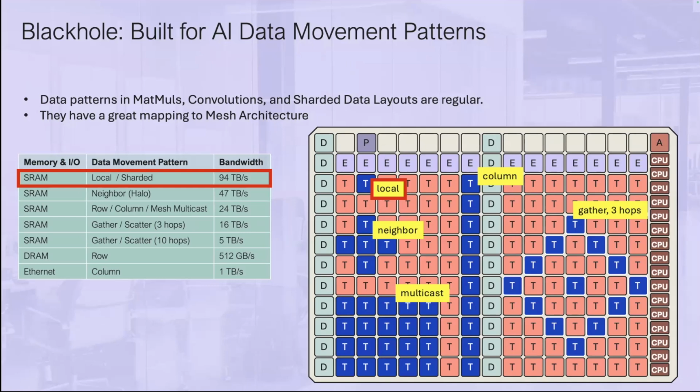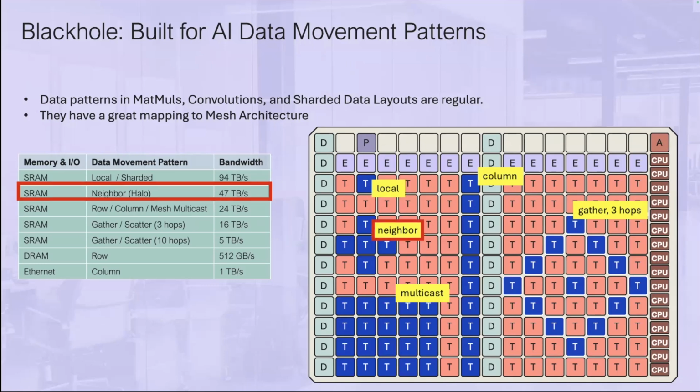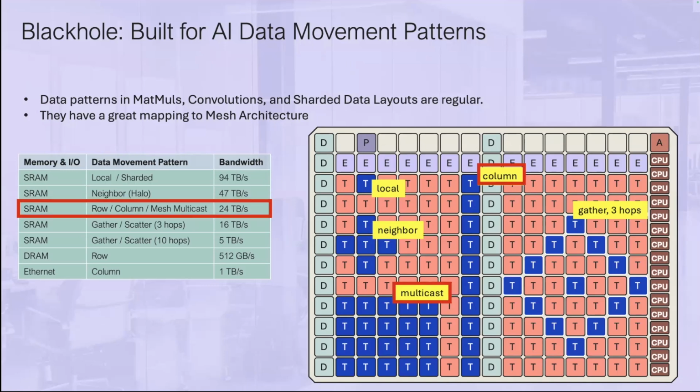Because then you're reducing traffic over the NoC here. But let's say you can't do that. You have a conv and there's this overlapping halo region, right? You might see some of your bandwidth drop over here.